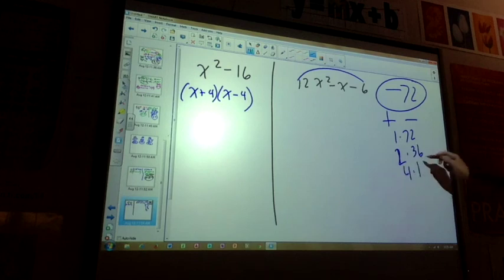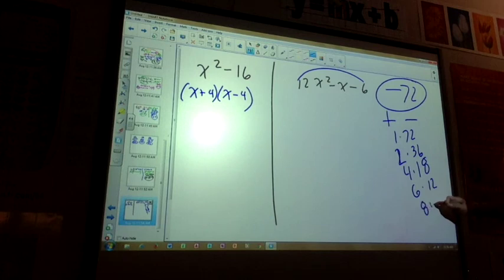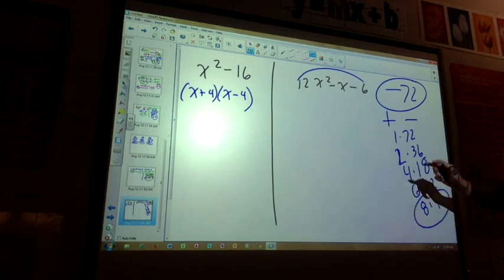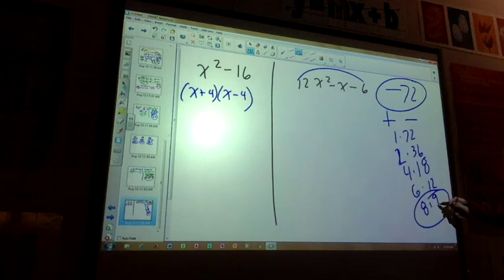1 and 72, 2 and 36, 3 and 24, 4 and 18, 5, no, 6, yes, 6 and 12, 7, no, 8, and is 8 times 9, 72? Okay. Which of those two, one being positive, one being negative, would add up to negative 1? There you go. And it has to be the negative on the 9.